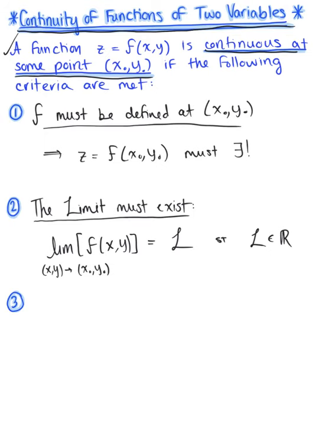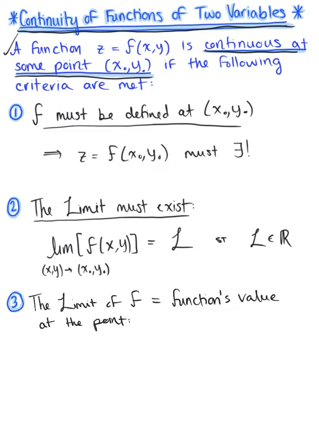And last but not least, the criteria that brings it all together: the limit of the function f must be equal to the function's value at that point. So the limit of our function as x, y approaches x naught, y naught of our function f of x, y must be equal to the function's value at that point.